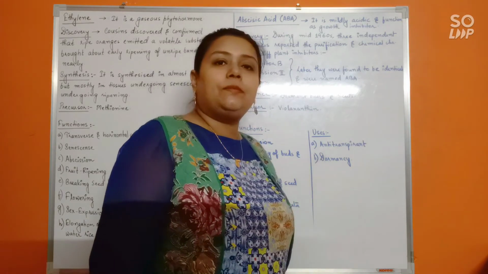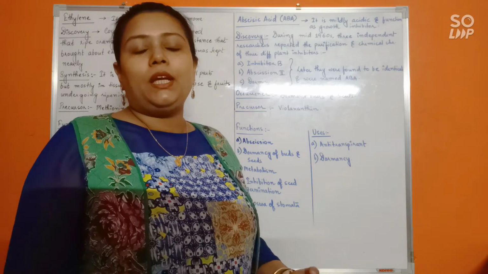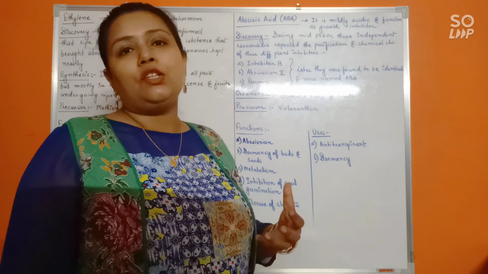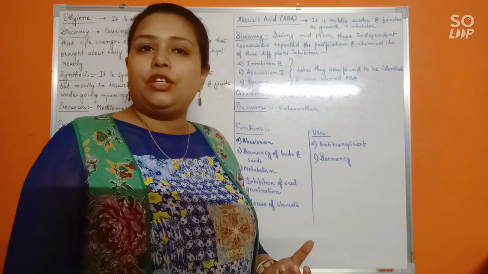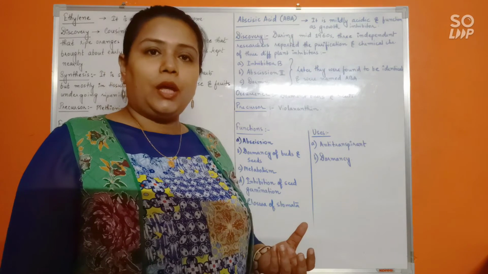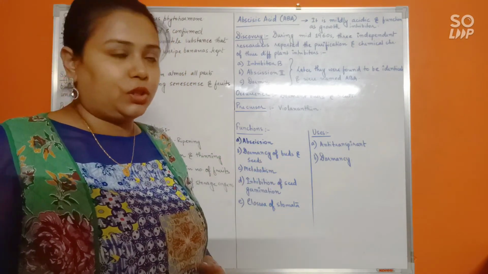First is anti-transpirant. As you know, when you apply abscisic acid to a plant body, its stomata would partially close, and hence the transpiration rate will reduce. That will reduce the expense for irrigation. Okay, that will reduce the cost for irrigation. Hence, it is commercially important.